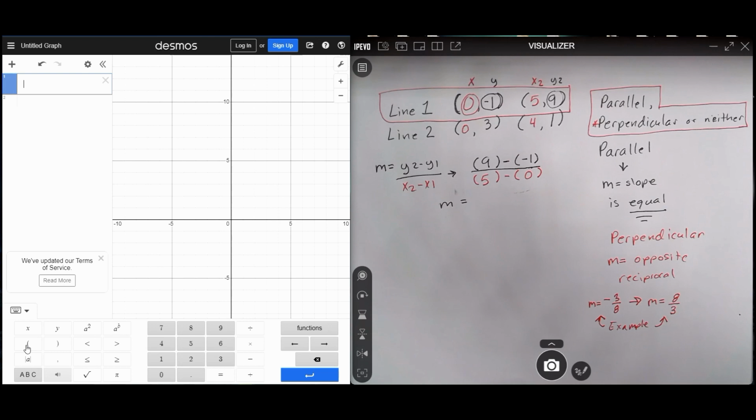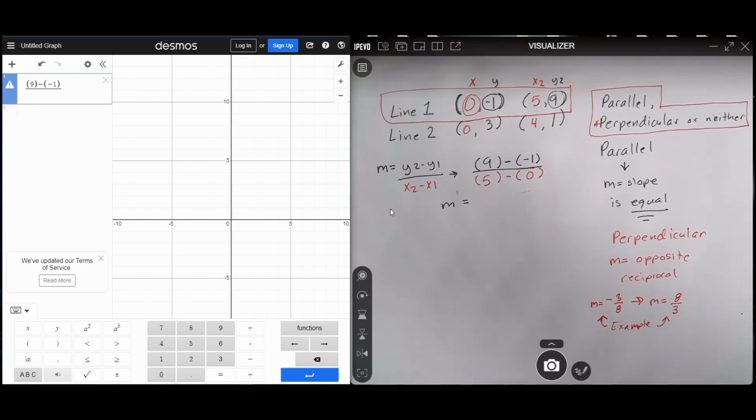So let's go ahead, we're going to have some division going on. In my numerator, I'm going to put in 9, close parenthesis, minus parenthesis, and then we have -1. All right, and then for my denominator, we have 5, and we have -0. So I'm going to put in 5 and then -0, which isn't going to make any difference, right? So let's just go ahead and hit, now notice it looks exactly like what I got written down. I'm going to hit enter.